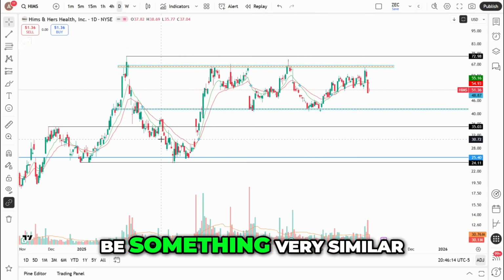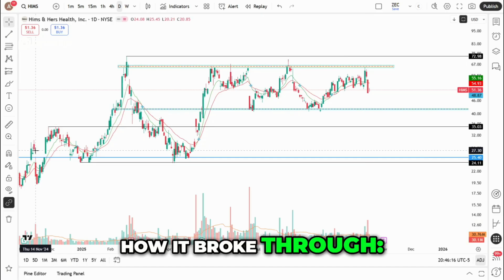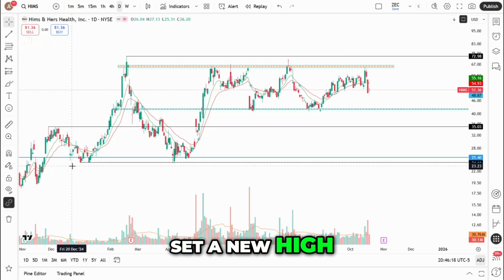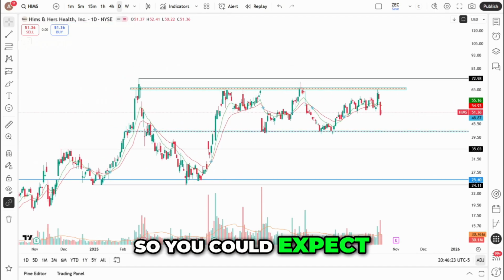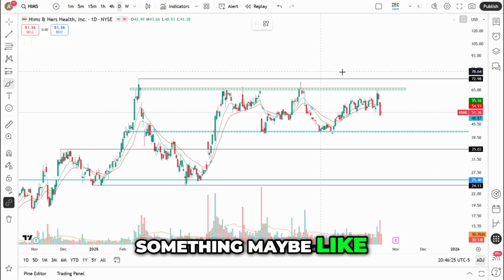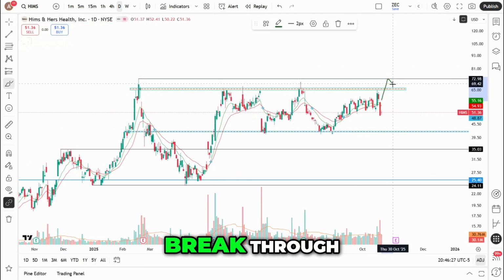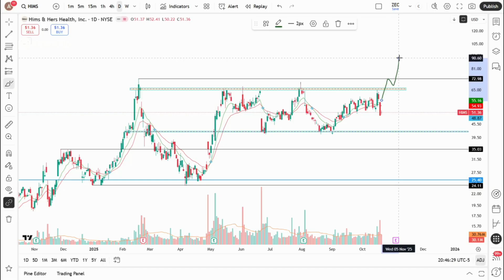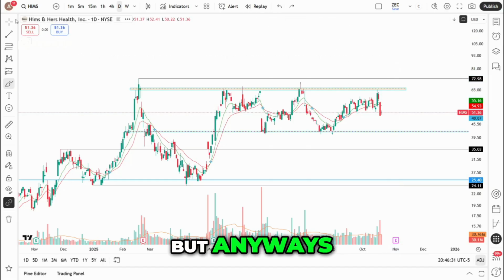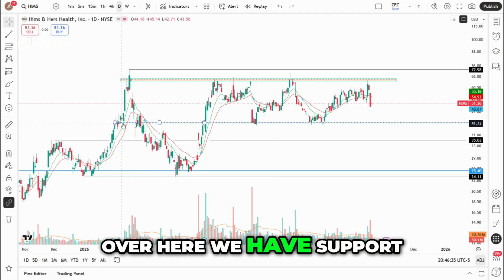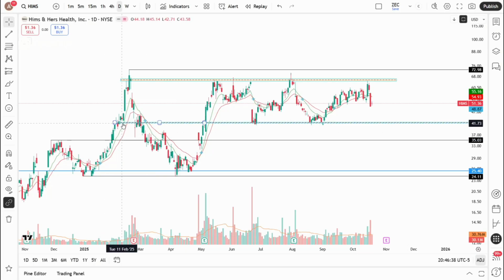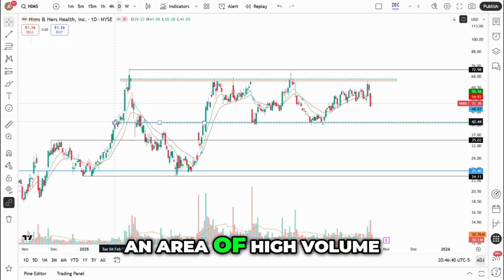It's probably going to be something very similar to over here, how it broke through, set a new high, and then broke just slightly below, and then higher, right? So you could expect something maybe like so, if it did break through. But anyways, likewise over here, we have support. So this area is an area of high volume.